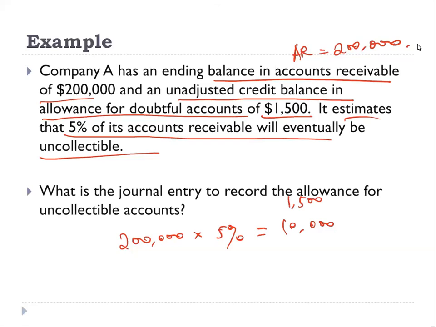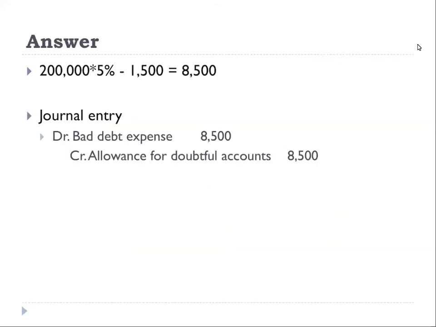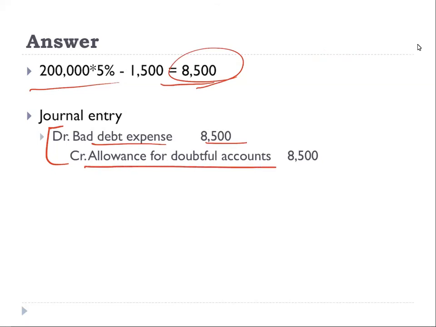So what we need to do is make a journal entry to make the balance for allowance for doubtful account go from 1,500 to 10,000. And how do we do that? The difference between those two is 8,500. We debit bad debt expense for 8,500, credit allowance for doubtful account for 8,500. And this is the journal entry.